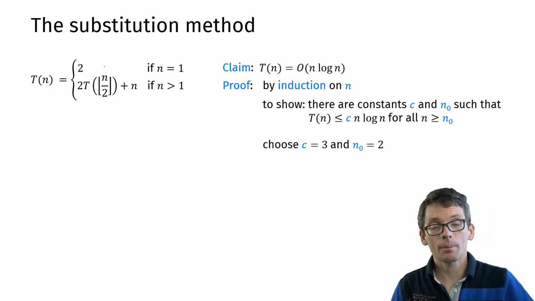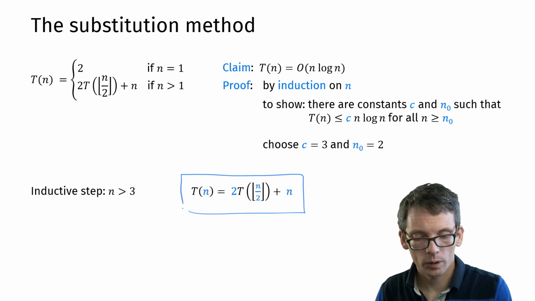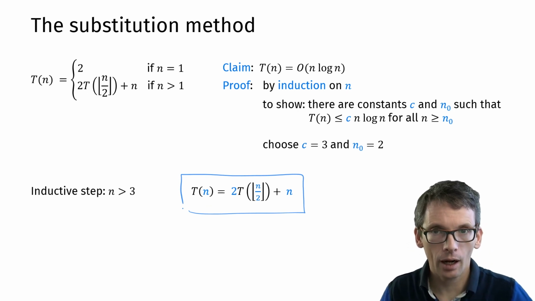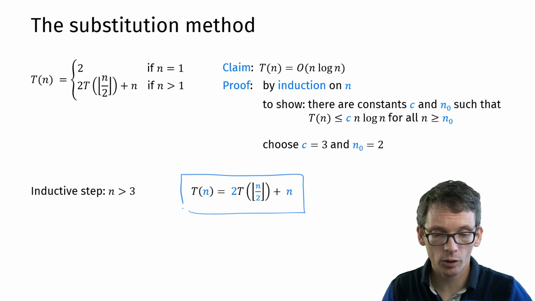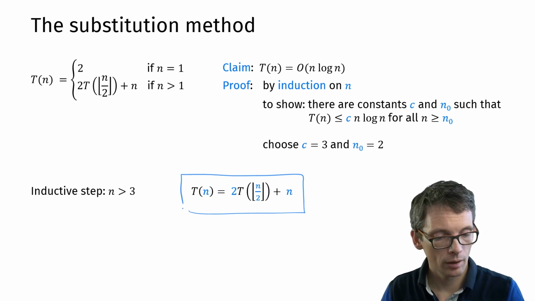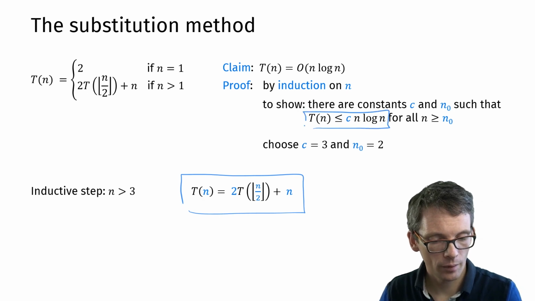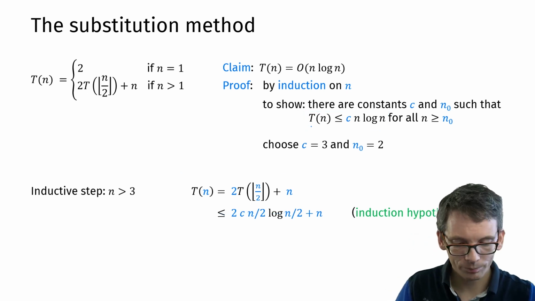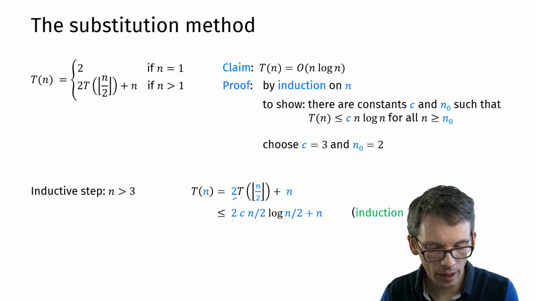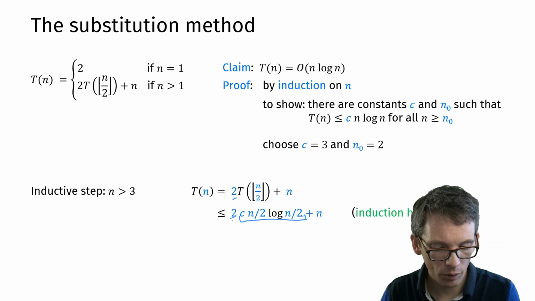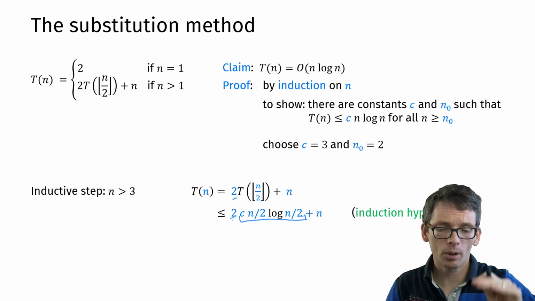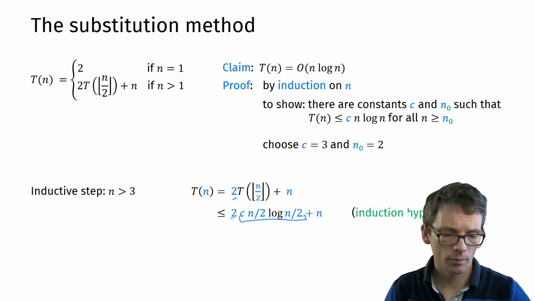Now we do the inductive step. We start with a general n. We assume the induction hypothesis holds for n half rounded down. So we can plug in this here, which will be our induction hypothesis, for n half rounded down. So I get 2 times c n half log n half. In principle, I should round down, but as an upper bound, I can omit the rounding down, plus n.